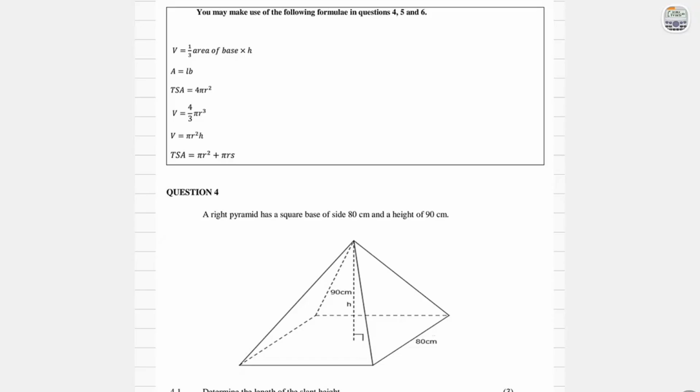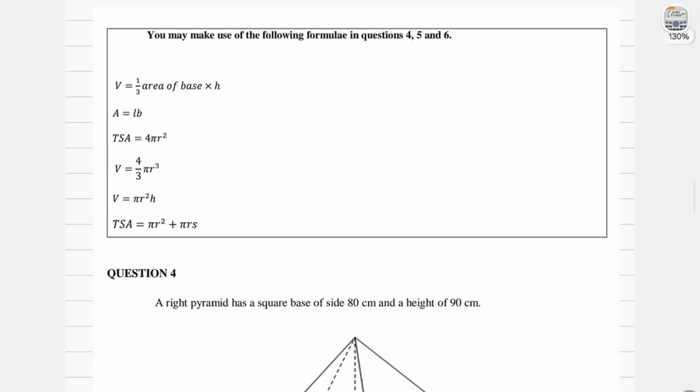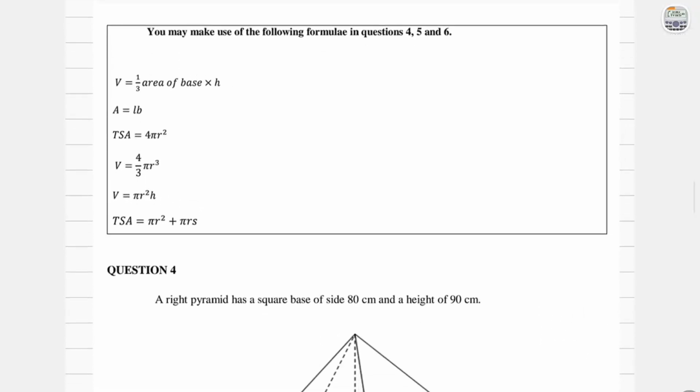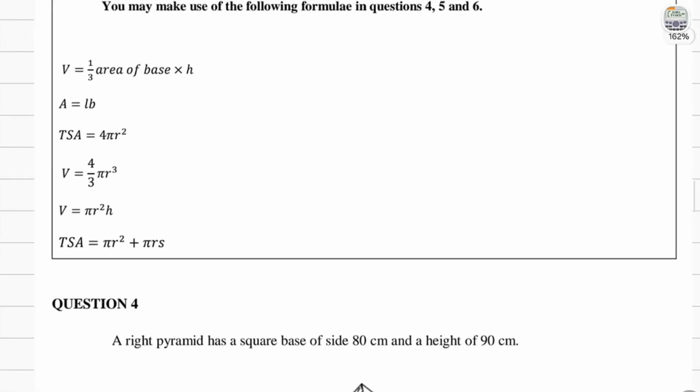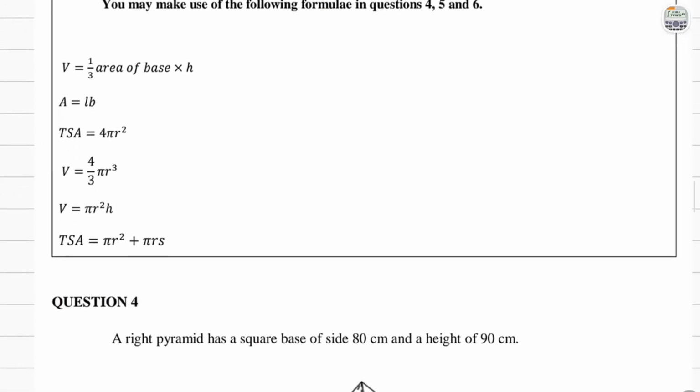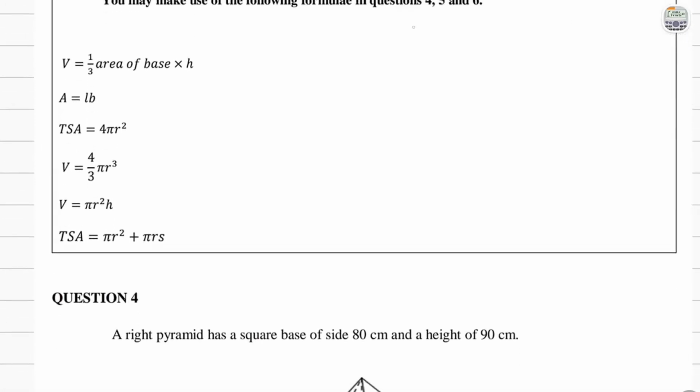Question 4, and just take note that you may make use of the following formulae in questions 4, 5, and 6. So it's all based on measurement. Before going into question 4, let's just go ahead and look at the formulas that we have here. So you'll notice that some of the formulas are for the volume of a shape. Okay, that's a volume. And some of them are for the area, the total surface area of a shape.